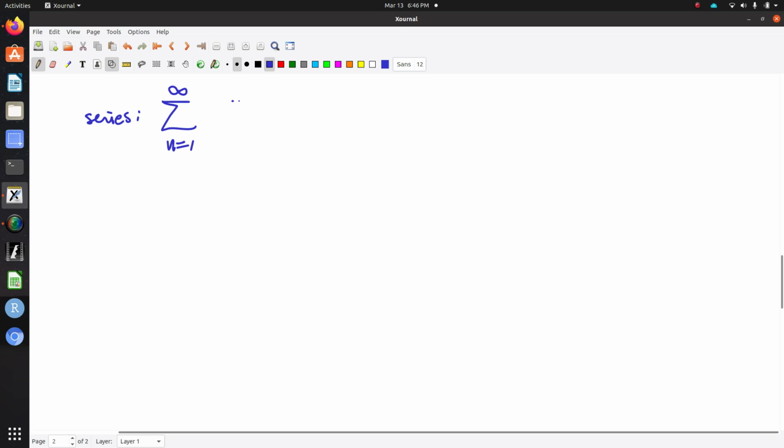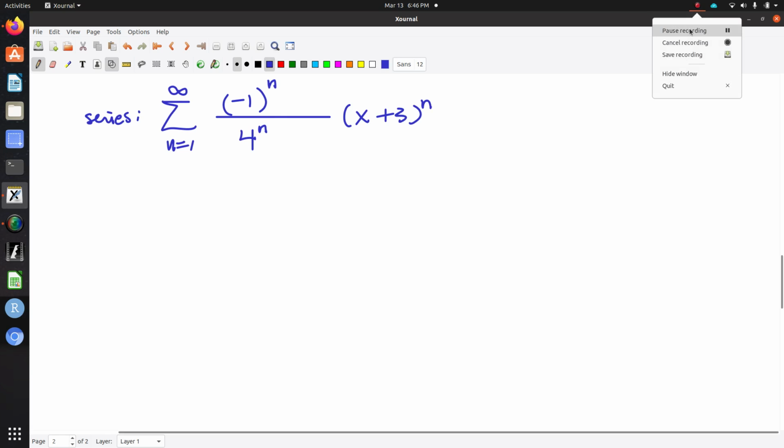We want to sum up (-1)^n over 4^n, and he's going to put (x+3)^n. I'm going to see if I copied it right. Okay, I forgot to put the n in here. There we go. He has an n in there. And by the way, I want to take a moment to point this out.